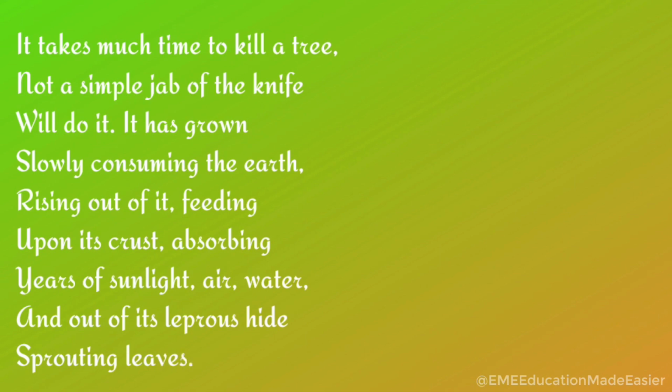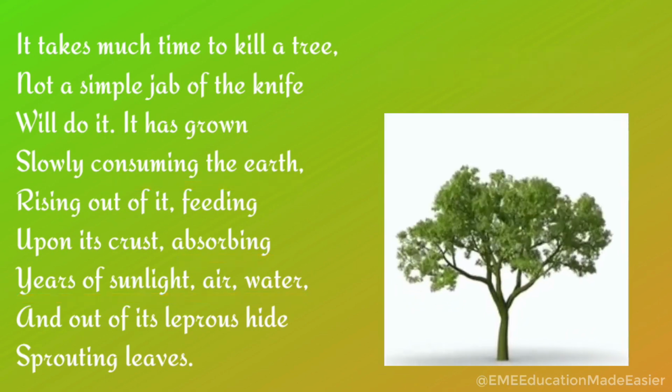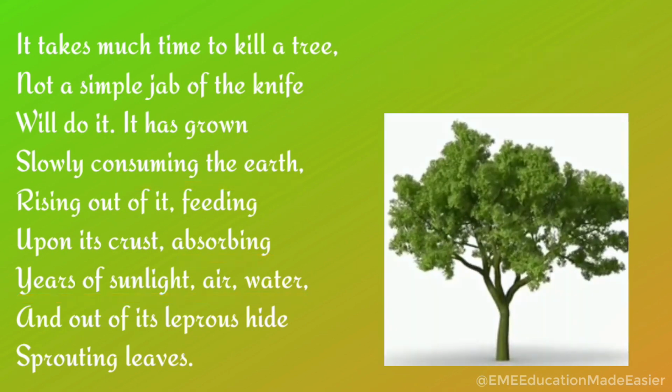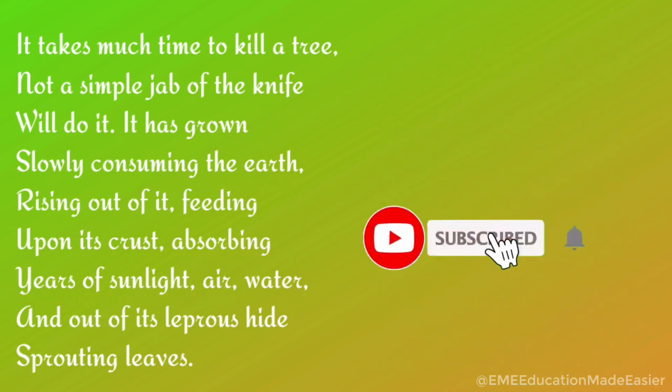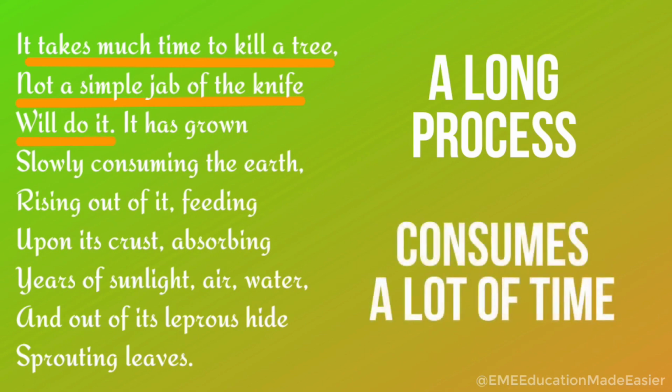In this stanza, the poet remarks that the process of the full growth of a tree is slow and steady. It consumes the nutrients from the earth, the sunlight, the air, and the water, and grows so strong that it cannot be killed easily. The stanza opens with the poet's statement that killing a tree is a long process which consumes a lot of time.